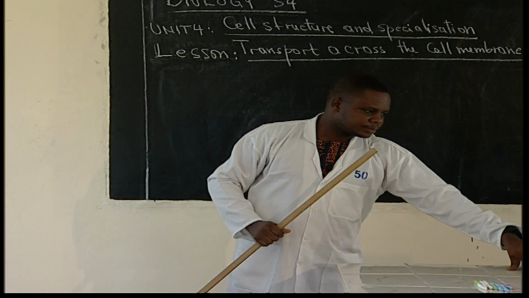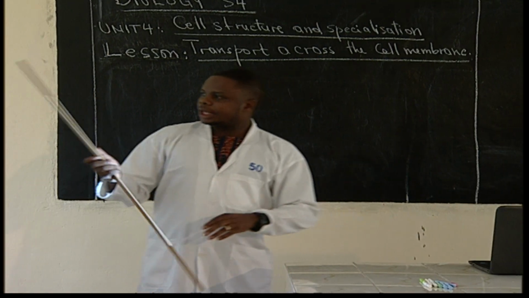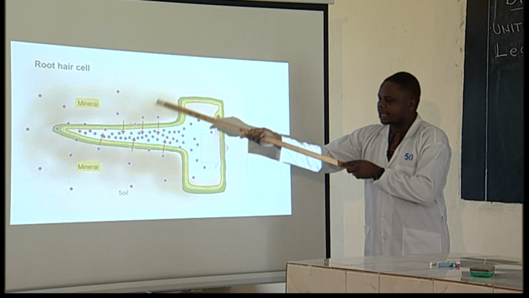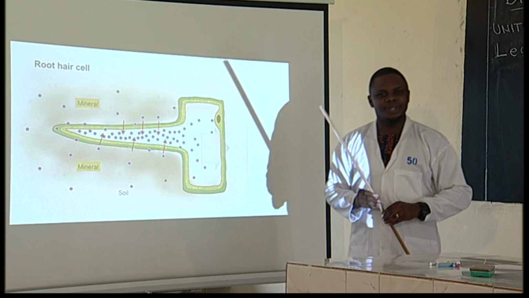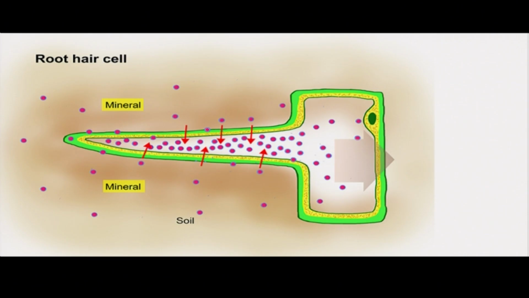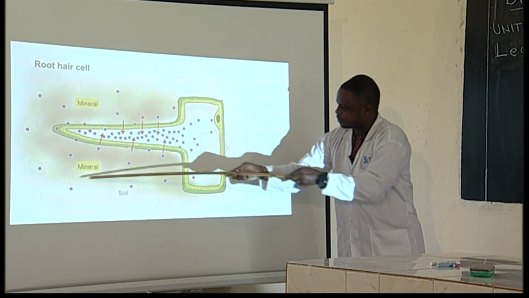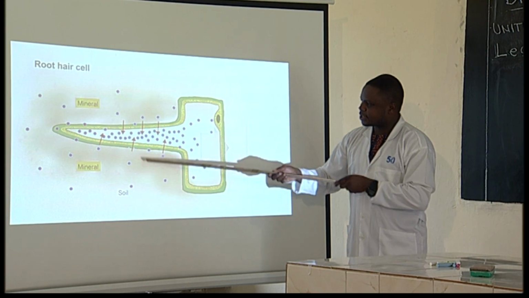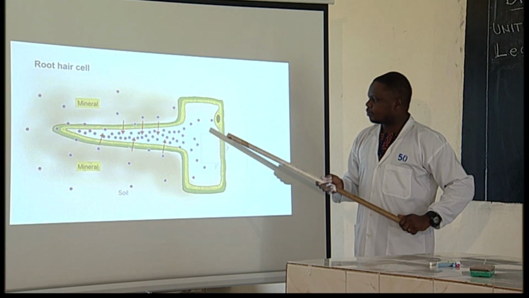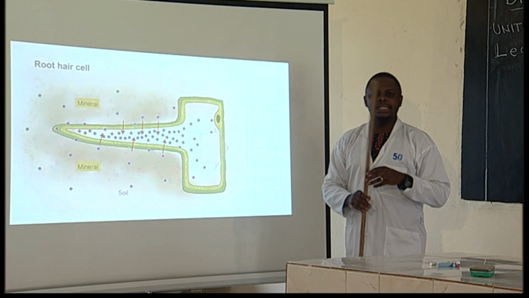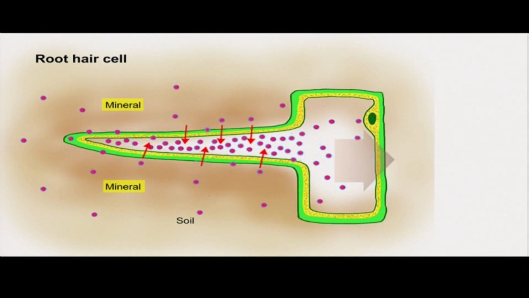Take an example. Here we have a root hair cell. Do you remember or do you know the function of the root hair cell? Good. To absorb water and mineral salts from the soil. Let us say this is the soil, and then here we have a root hair cell. This cell is important in absorbing water from the soil and minerals from the soil.